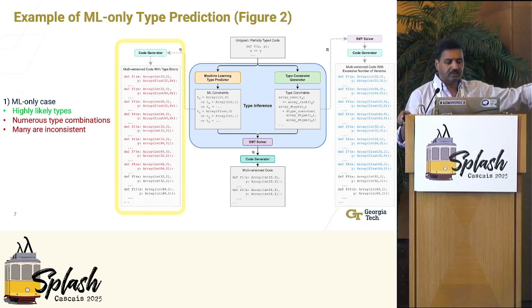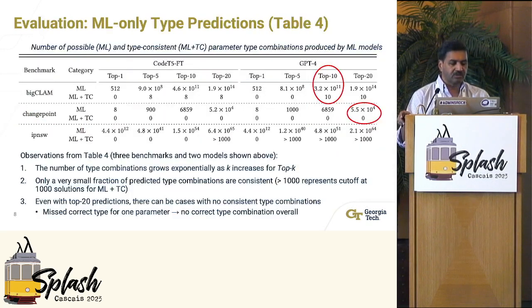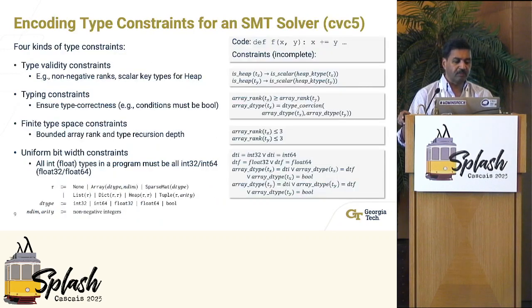All those examples shown in red are examples of types that are predicted but are inconsistent. And in fact, table 4 in the paper looks at it more quantitatively. The number of types in some of the benchmarks can be really huge, 10 to the 10, even as high as 10 to the 65. And only a small fraction of them are consistent. And on top of that, there are cases when there are still zeros, where none of the ML predictions from these large numbers end up matching the ground truth. So that's a challenge if you just use ML.